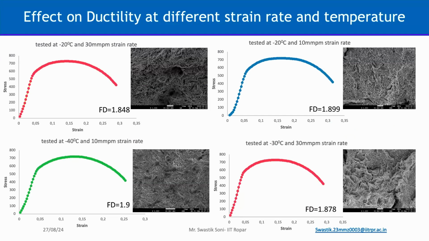Here we can see the fractal dimension and the microstructure. At the highest temperature and the lower strain rate, we find more brittle features in the microstructures. While taking it to the lower temperature with the higher strain rate, we find the opposite. We find ductile microstructures.